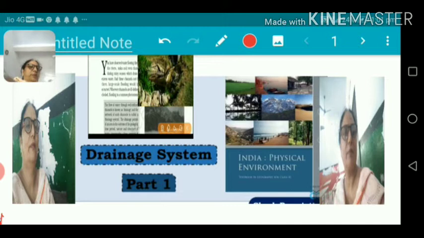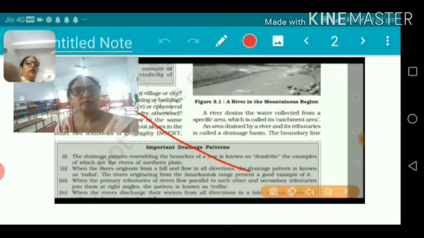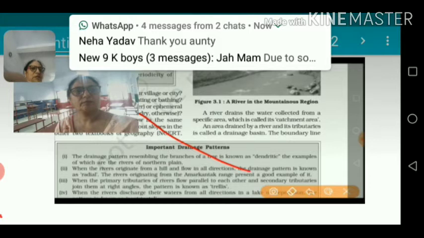Important drainage patterns. In this we have four types of drainage patterns. First is dendritic, second radial, third one trellis, and fourth one is centripetal. And these are given in these 4 points in your book also. Each and every river has such types of patterns.